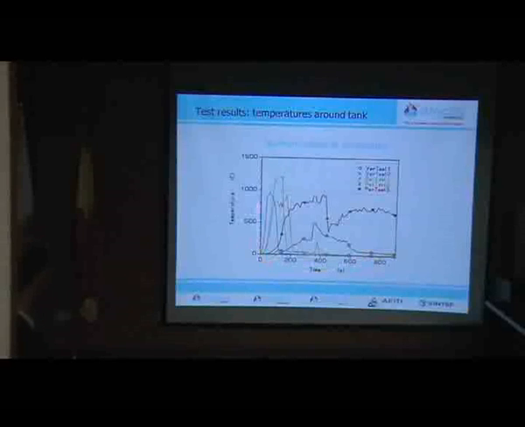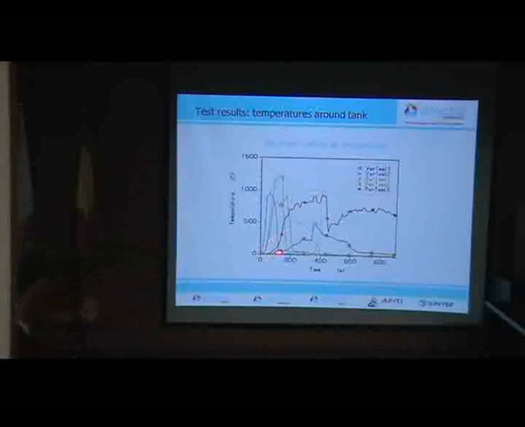In seconds. Here's the temperature. These three curves represent the test with diesel oil, the pool fire test, so we see a very fast growing. And then we see a very sharp decrease when the water mist system is turned on. Temperatures are dropping below 40 degrees.